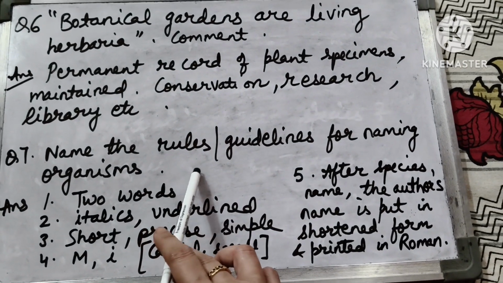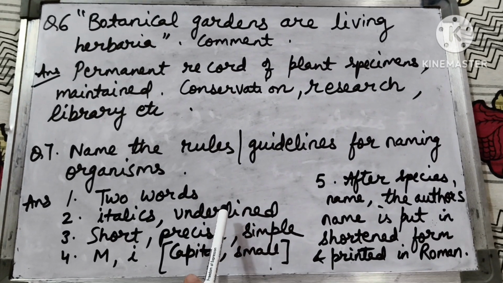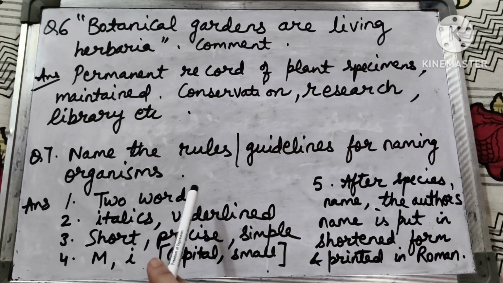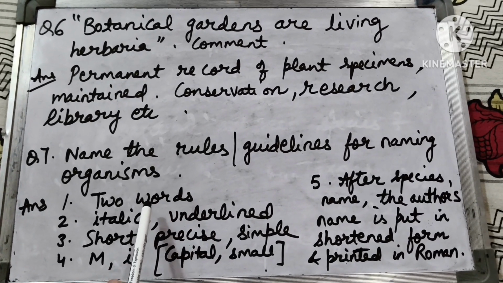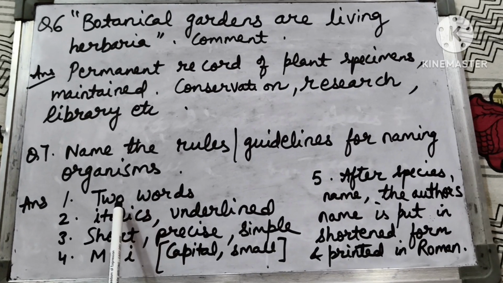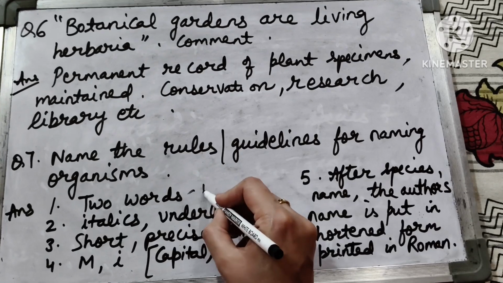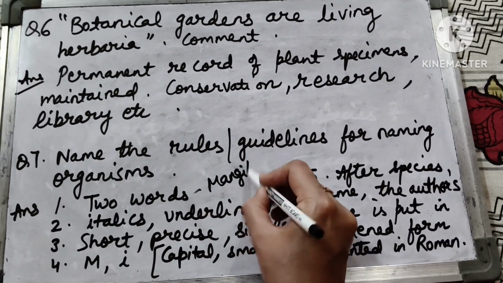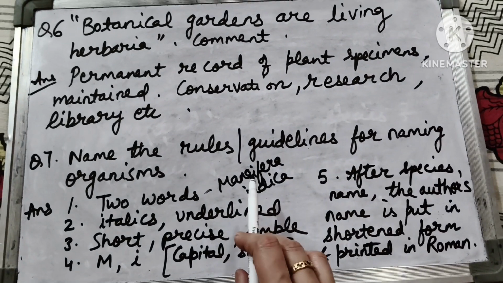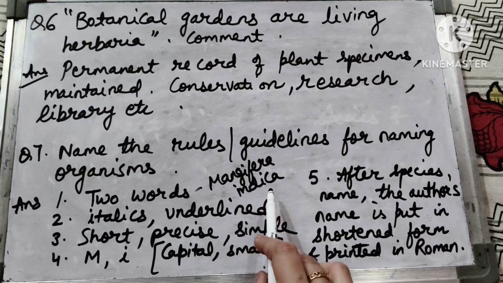Next question is, name the rules or guidelines for naming organisms. This is one of the most important questions often asked in the exam. So the rules and the guidelines for naming nomenclature of organisms are, first, the name is written in two words. First is the genus name and the second one is the species name. You can also give the example here like Mangifera indica. In this, Mangifera is the genus name, generic name, and indica is the species name of mango.